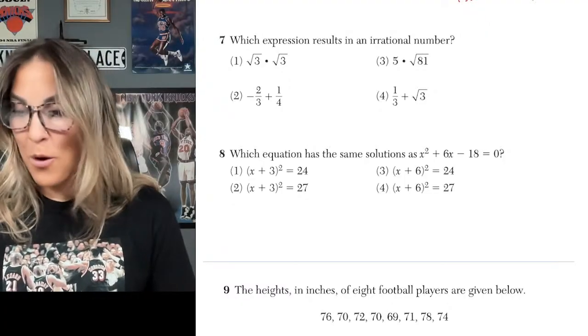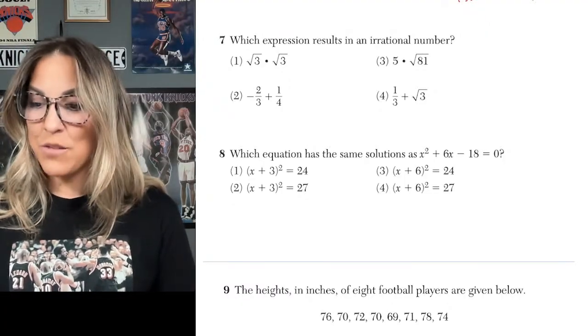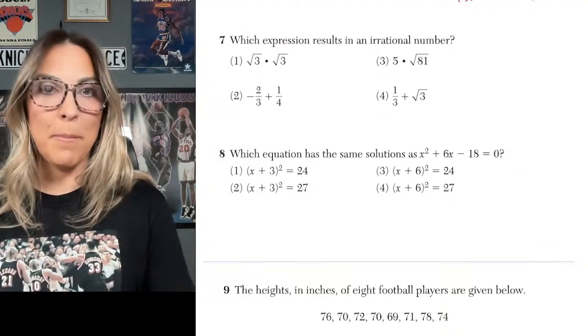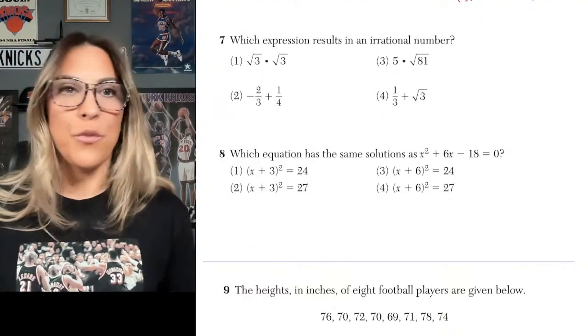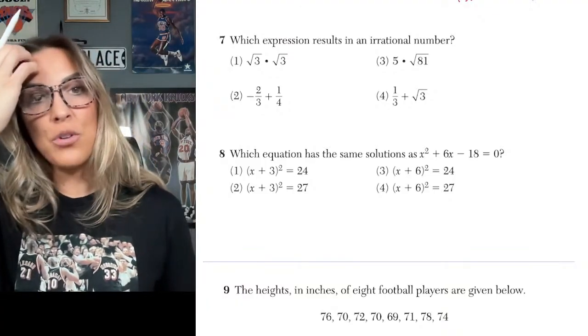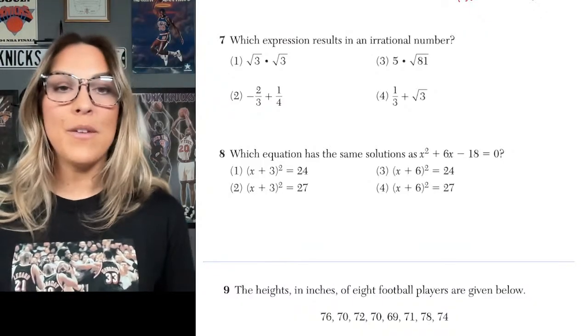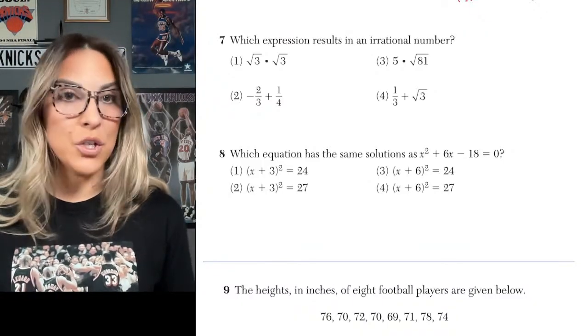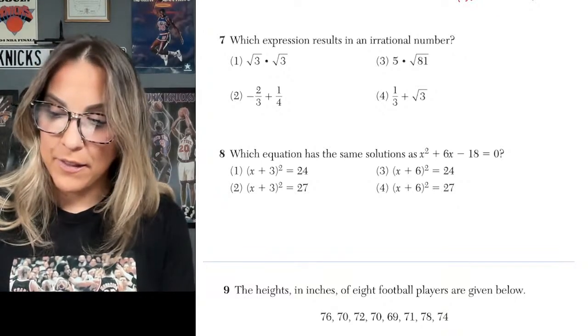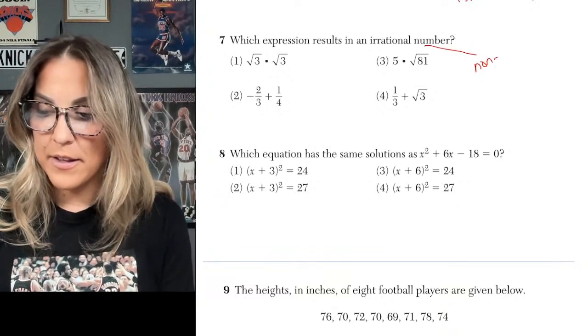Number 7 is more vocabulary. Which expression results in an irrational number? So there's a couple different ways to define this and look at this. An irrational number is a number that, if it's a decimal, it's going to be non-terminating and non-repeating. I think that's the easiest way to look at this.